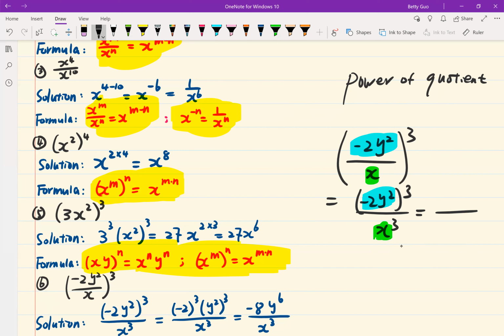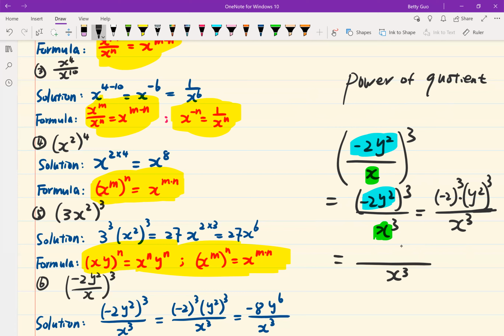Numerator right now is a power of a product. So we have negative 2 cubed times y squared, and then to the power of 3. Make sure you see this step. In order to simplify the numerator, we applied the formula power of a product equals product of powers. Cube of negative 2 y squared equals cube of negative 2 times cube of y squared. The denominator is simplified already, we just copy it.